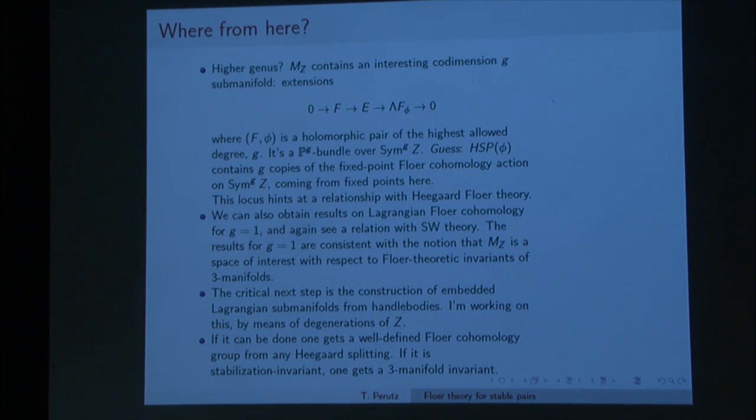The point here is that this locus is a P^g bundle over Sym^g of Z. So in other words, in this specific degree 2g plus 2, you have more or less a copy of Sym^g of Z sitting there inside your space. More precisely, a projective bundle over it. So it's natural to guess, actually, that the stable pair Floer homology of phi always contains g copies of the fixed point Floer homology action on the g-th symmetric power. It really hints at a relationship with Heegaard-Floer theory.